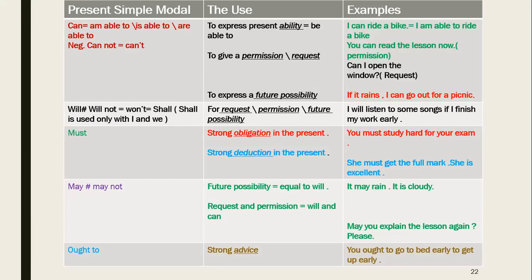So for example, as an example for the permission, I say, can I open the window? Yes, you can, or no, you can't. Can I read the lesson? Yes, you can, no, you can't. As for the request: please, teacher, can you re-explain the lesson again?